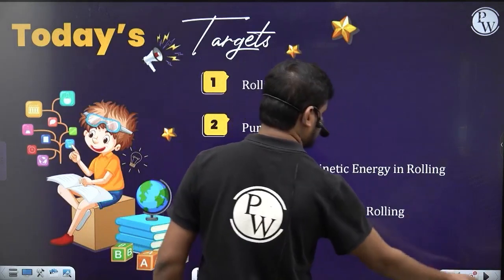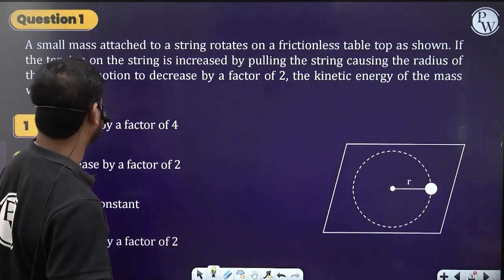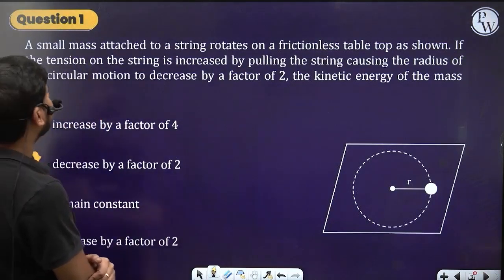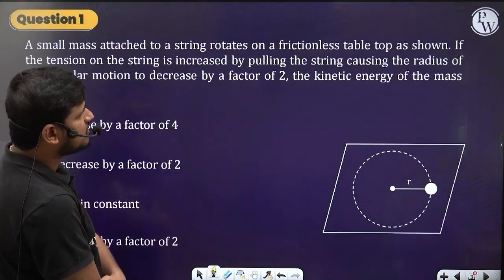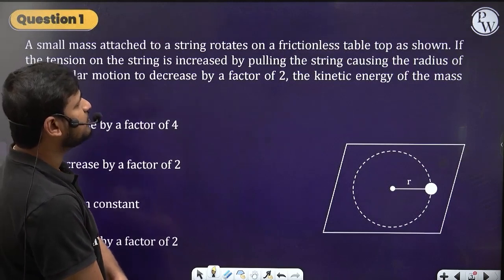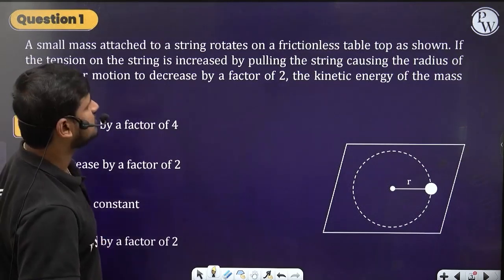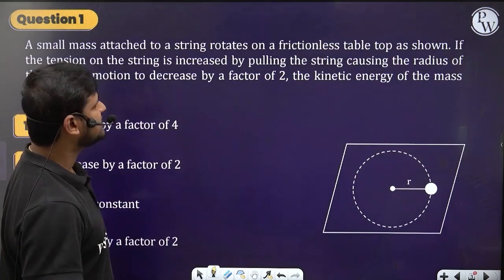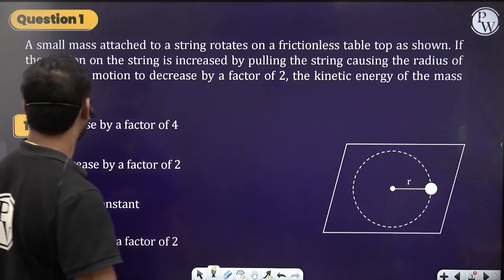So what are our topics? First one, this question I gave as homework for you in the last session. A small mass m attached to a string rotates on a frictionless tabletop as shown. If the tension on the string is increased by pulling the string, causing the radius of the circular motion to decrease by a factor 2, the kinetic energy of the mass will be.